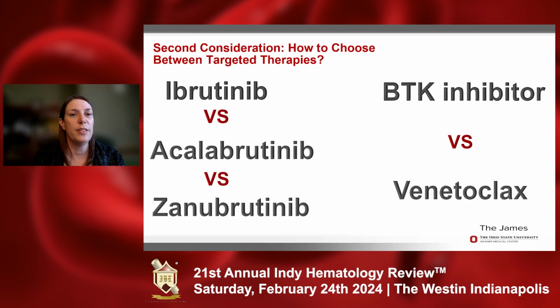So the next consideration is, how do you choose between the targeted therapies? I mentioned in the class of BTK inhibitors, there are three. There's ibrutinib, there's acalabrutinib, and zanubrutinib. And then you also have that whole class versus the venetoclax drug I mentioned.